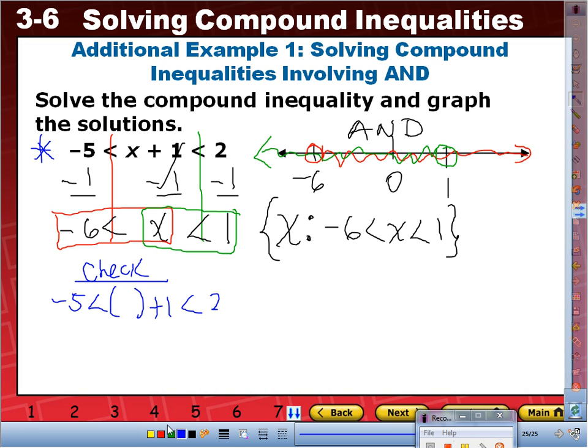So what we're saying is that the solution for this inequality is found in here. What would be the easiest number to think of to substitute to check? 0. Let's see. Negative 5 less than, what is 0 plus 1? 1 less than 2. So we're going to read it from left to right, and if it's true all the way, therefore our solution is found in it. Is negative 5 less than 1? Is 1 less than 2? Yes, therefore our solution is found in between negative 6 and 1.